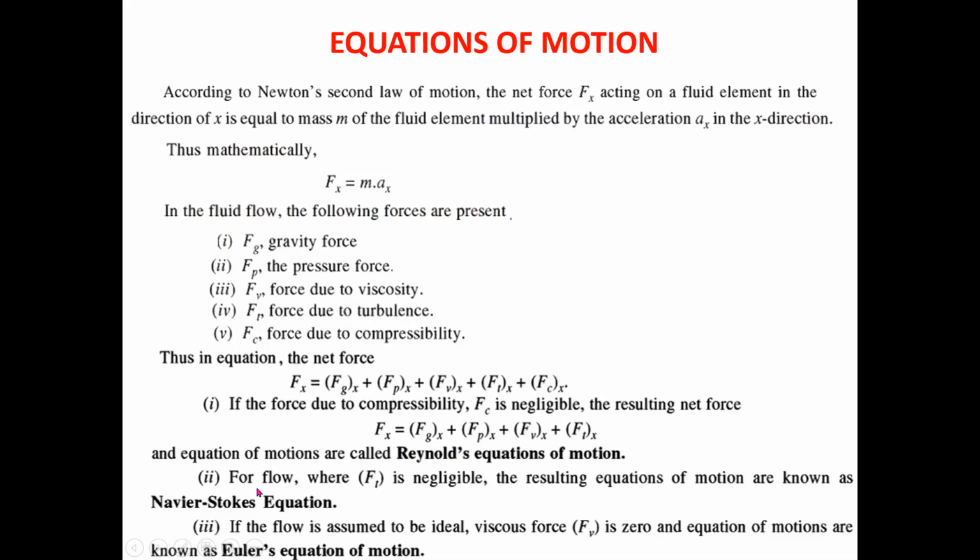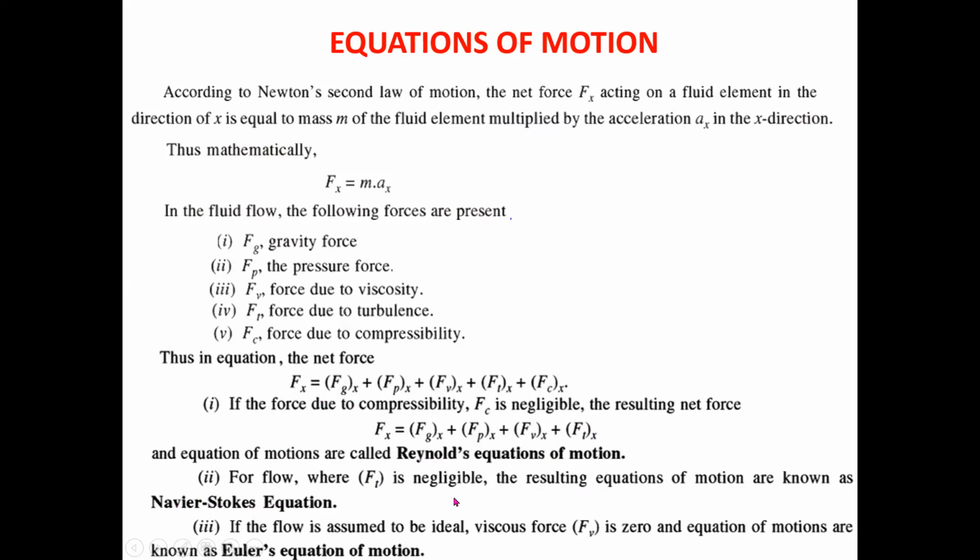Similarly, second thing, if the turbulence force is also neglected, nothing but if you are removing the turbulence force also, what will be left? We have Fx is equal to Fg plus Fp plus Fv. If these 3 terms are there on the fluid, the equation of motion is called the Navier-Stokes equation. For flow where Ft is negligible, the resulting equation of motion is known as the Navier-Stokes equation. Okay, so first, if you remove your compressibility force, it is Reynolds equation. And again, if you remove your turbulence force also, that gives your Navier-Stokes equation.